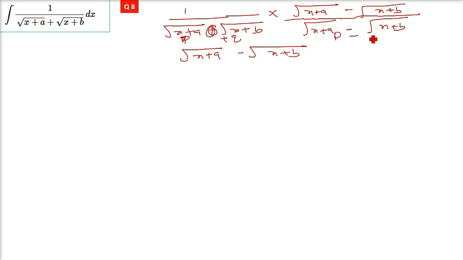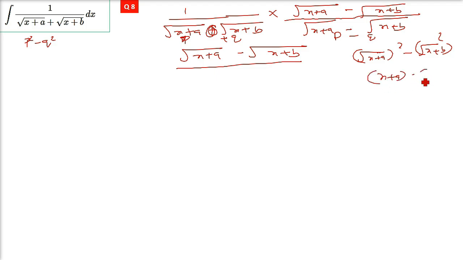So let us call it as p plus q and p minus q. So p plus q into p minus q is p squared minus q squared. So we have under root x plus a whole square minus under root x plus b whole square, that is a squared minus b squared. So we have x plus a minus x plus b. X plus a minus x minus b, this will be, x gets cancelled. You have a minus b in the denominator. So this a minus b is here. This goes inside the integration with a dx.